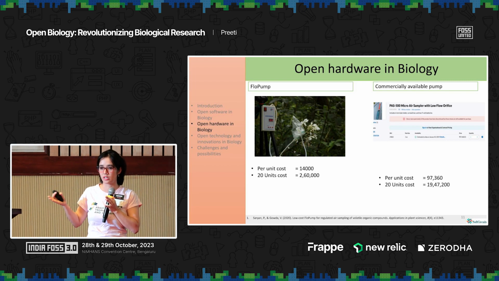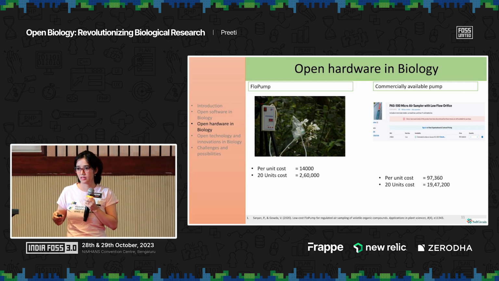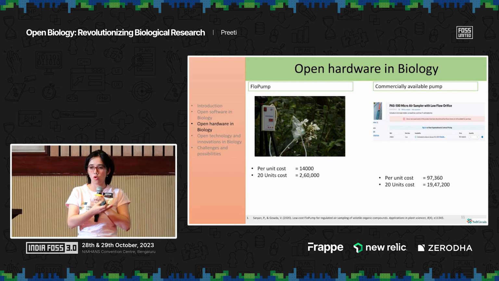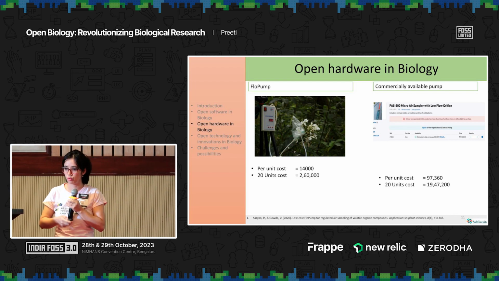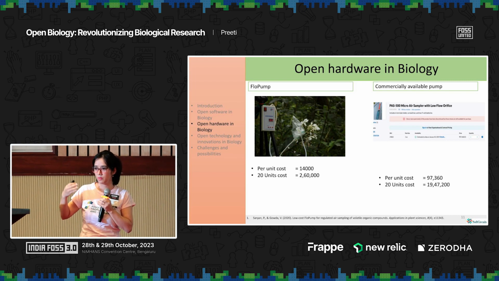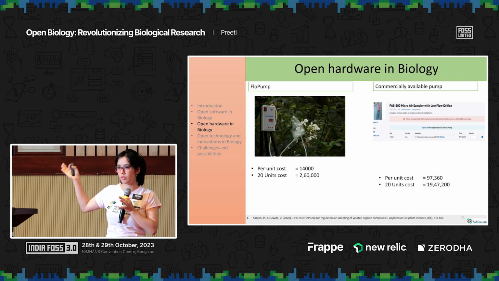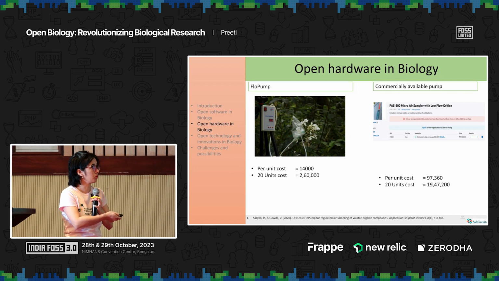So 5 lakhs versus 40 lakhs, right? So open hardware, and because it has helped us a lot, we made it open source and gave out all the code, because in other countries a lot of people were approaching us for the code. So if they want to build it in their country, then they can do it.